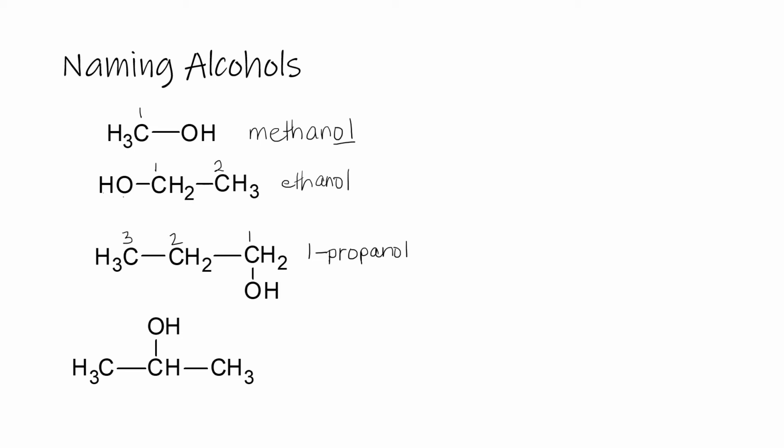So down the last one here, I'm going to number it 1, 2, 3. This is propanol as well, but in this case, the hydroxyl group is off of the second carbon in our chain, and so we would name it as 2-propanol. So in alcohols, that number in the front tells you which carbon in your chain the hydroxyl group is off of.